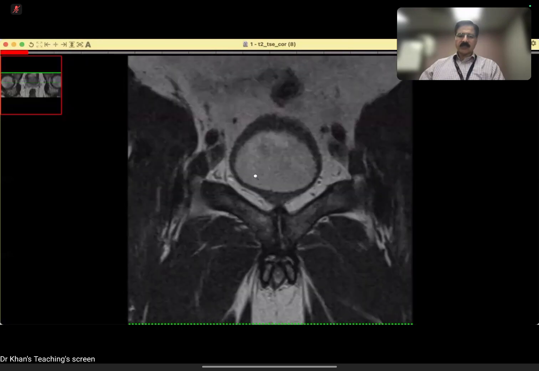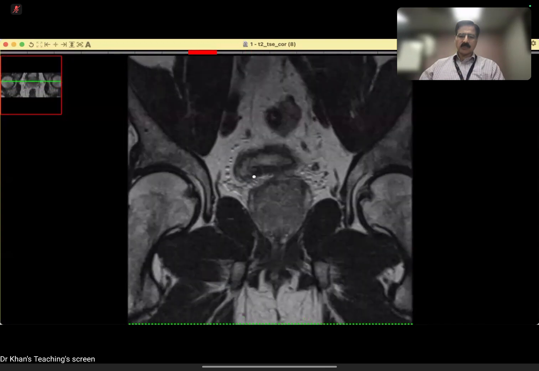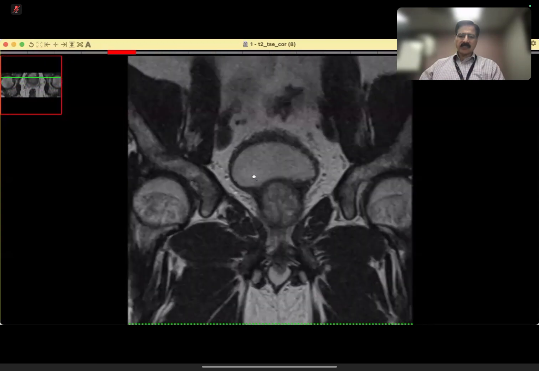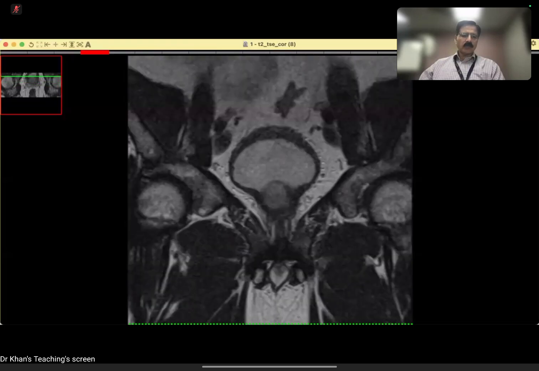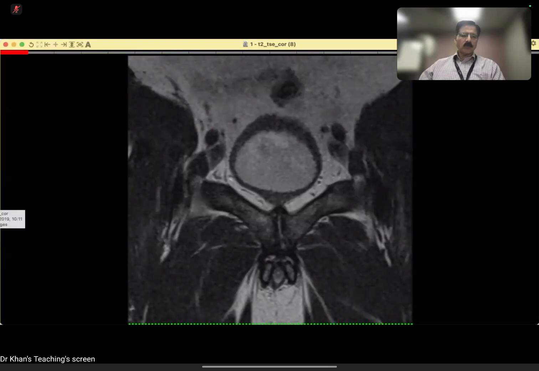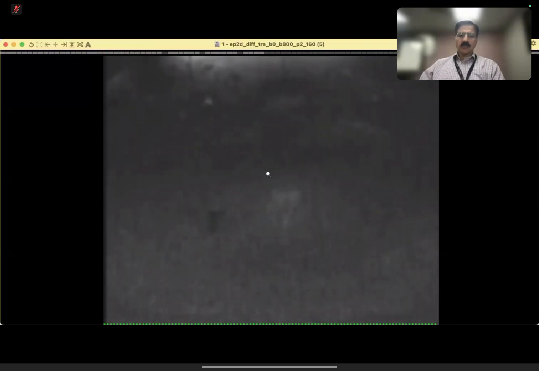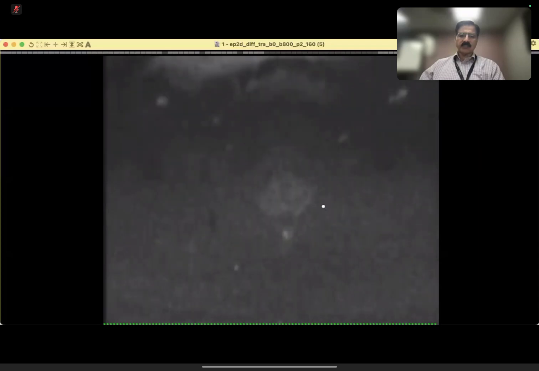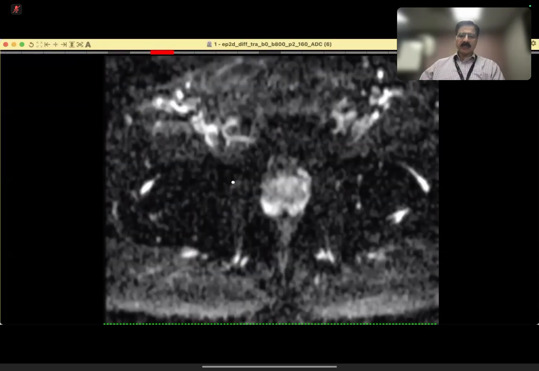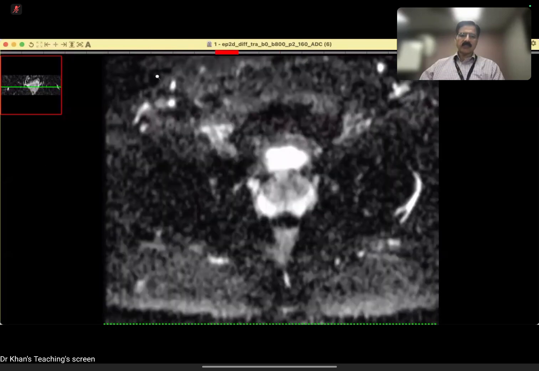You should see, the axial and the sagittal are the key T2 sequences, but you must see the coronal also. And after that, you can correlate with the DWI. So in this format, this is the B1400, which does not show any restricted diffusion, and this is the ADC map, which doesn't show any abnormality.